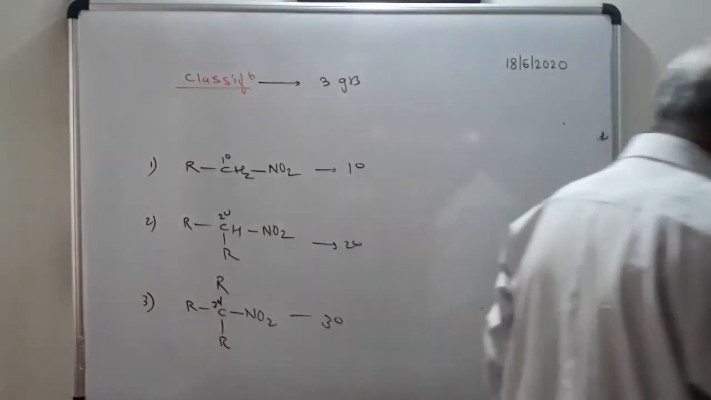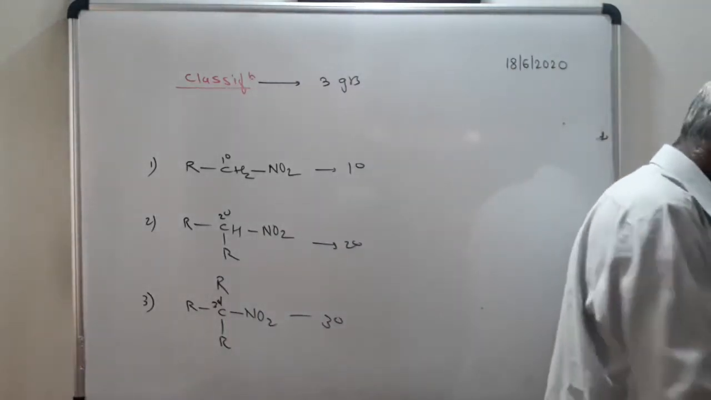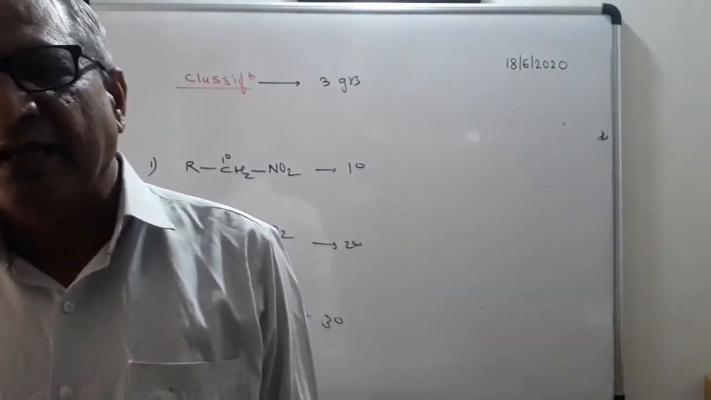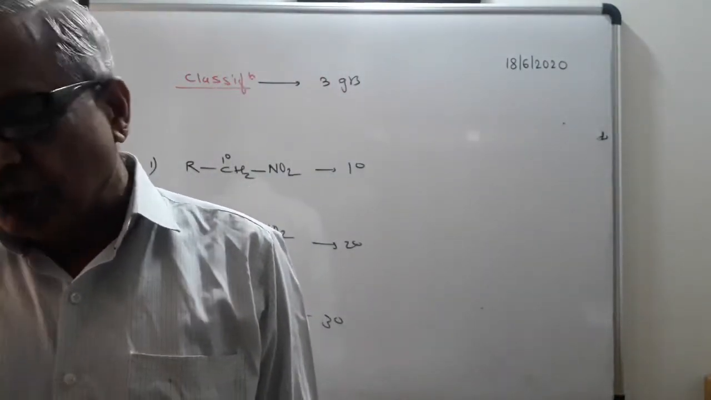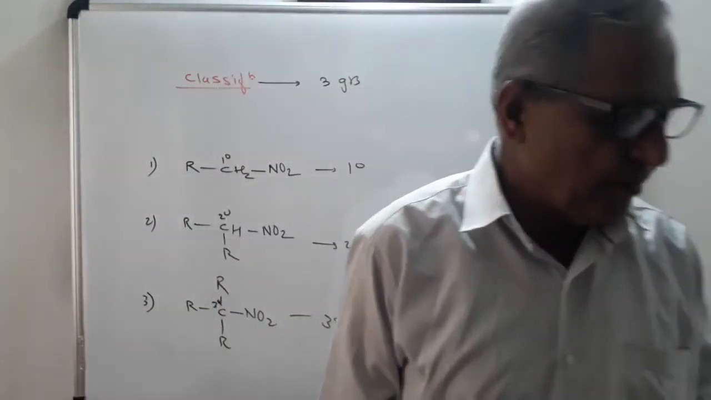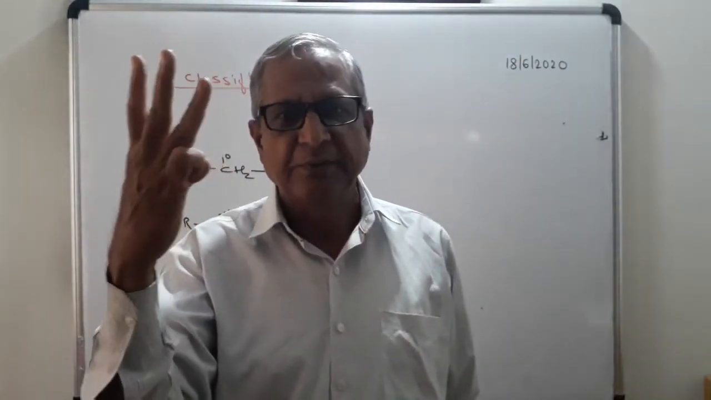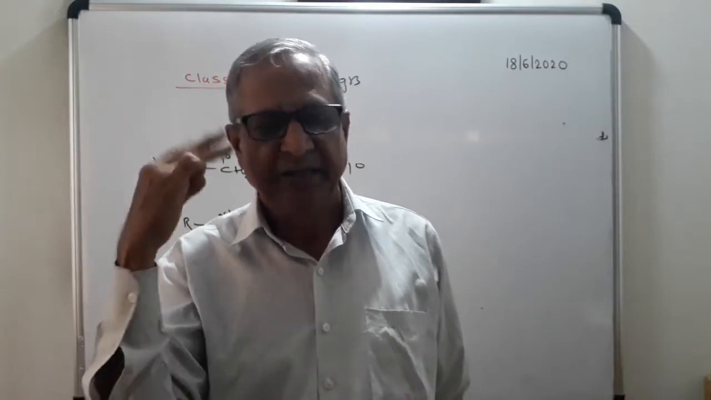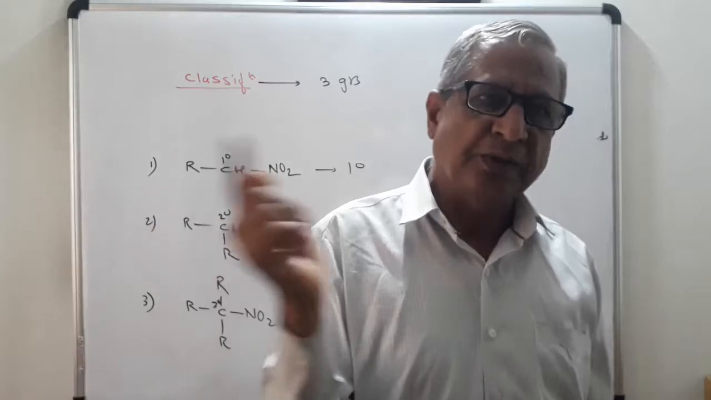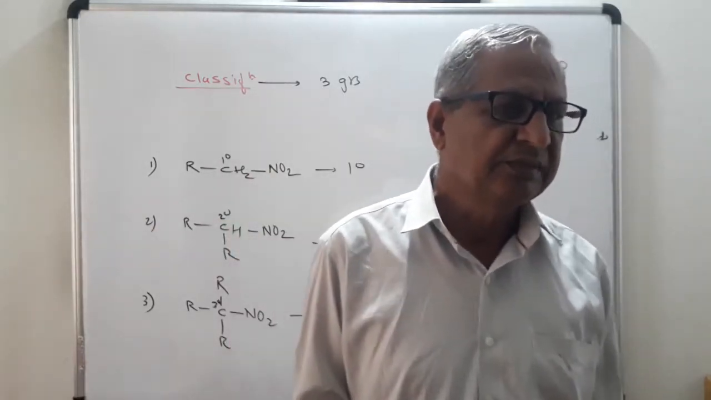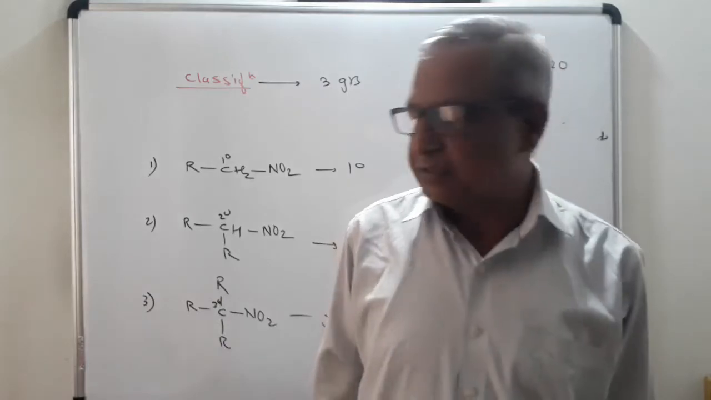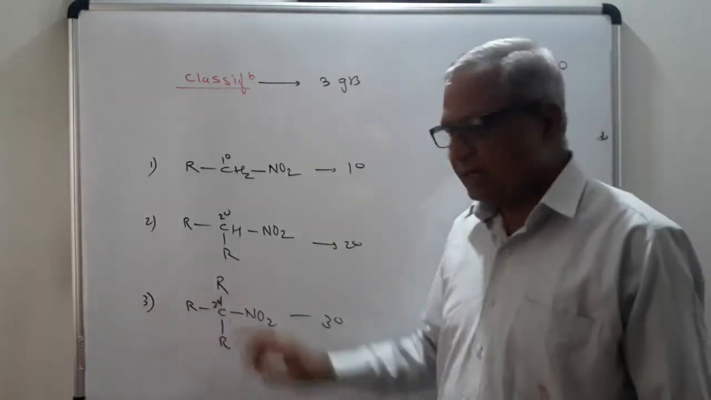This is similar to the classification of alkyl halides as well as alcohols. So briefly I will explain classification of nitro compounds. Nitro compounds are classified into 3 types: primary, secondary and tertiary nitro compounds. In primary nitro compounds, NO2 group is attached to the primary carbon atom. In secondary, it is attached to the secondary carbon atom. In tertiary, it is attached to the tertiary carbon atom.